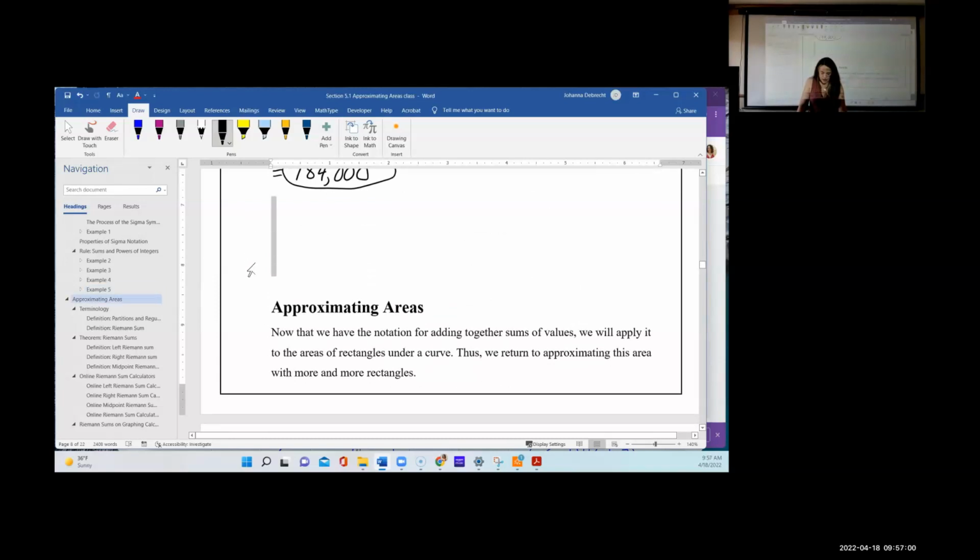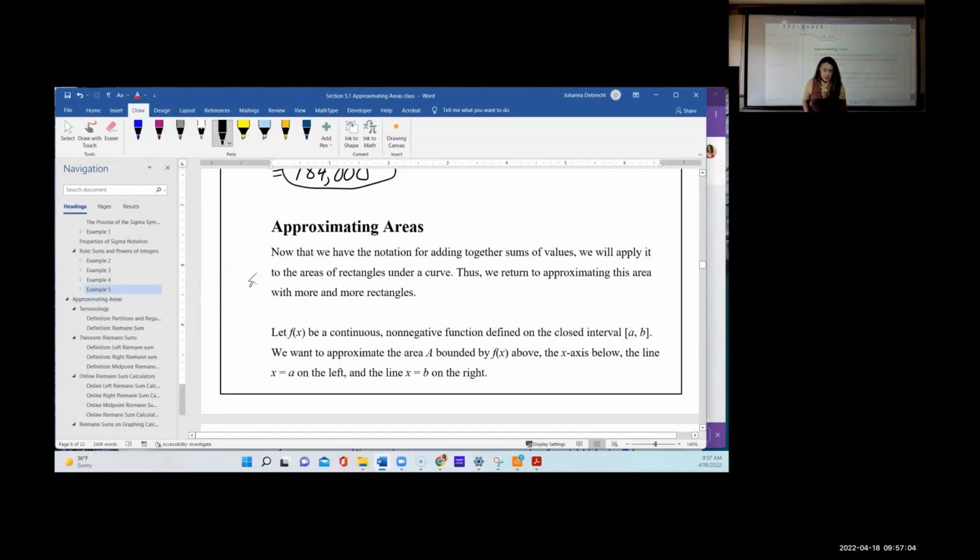Now what we want to look at is approximating areas. So we're switching now to do something slightly different. Now that we have the notation down, we're going to look at approximating areas under a curve, between a curve and the x-axis.